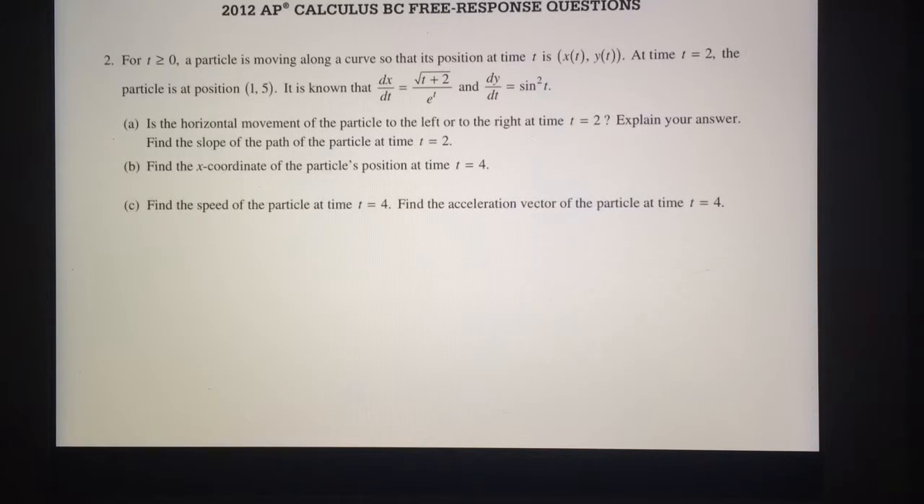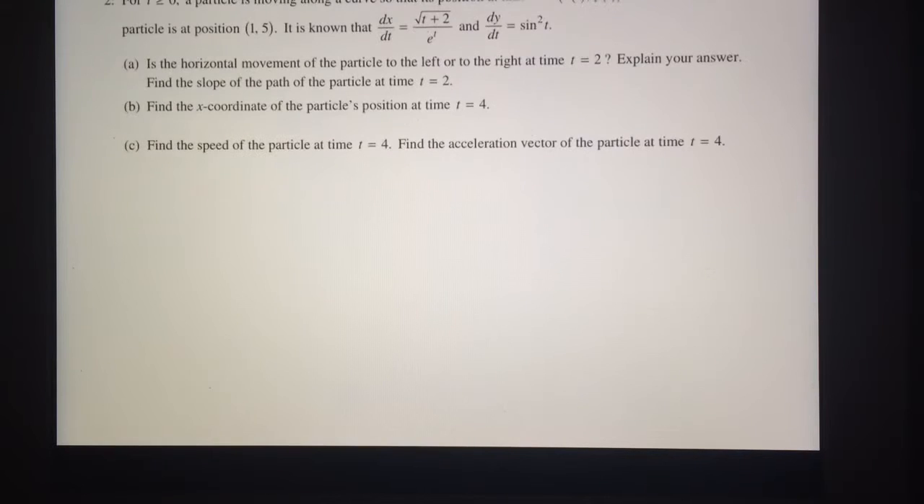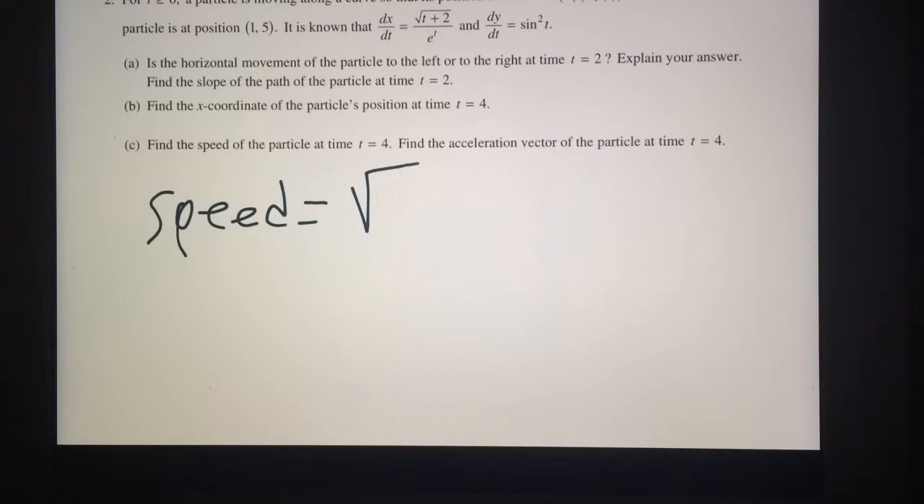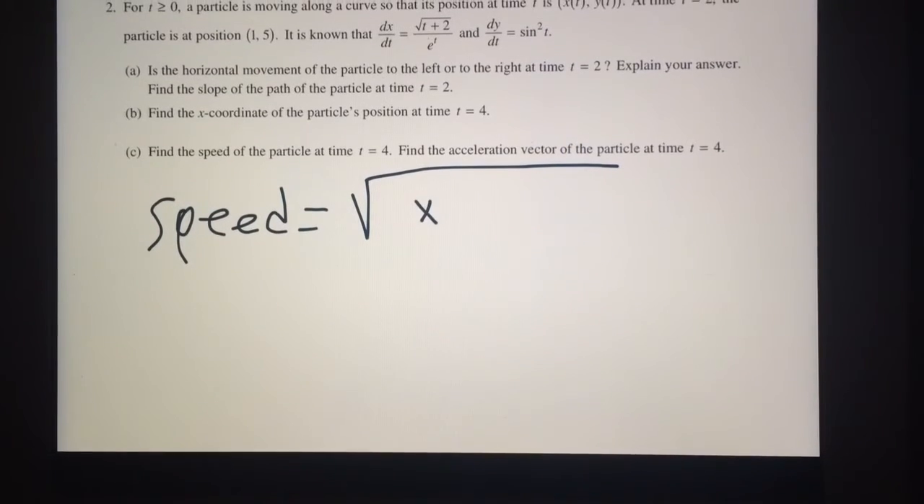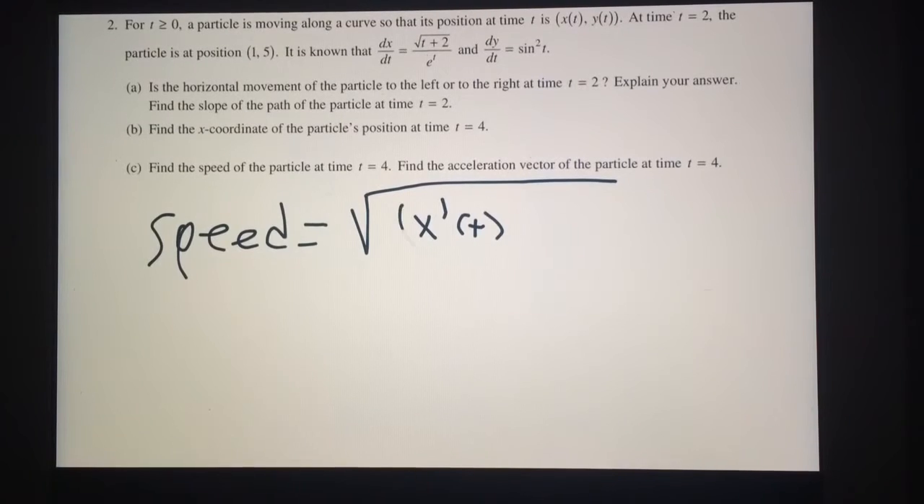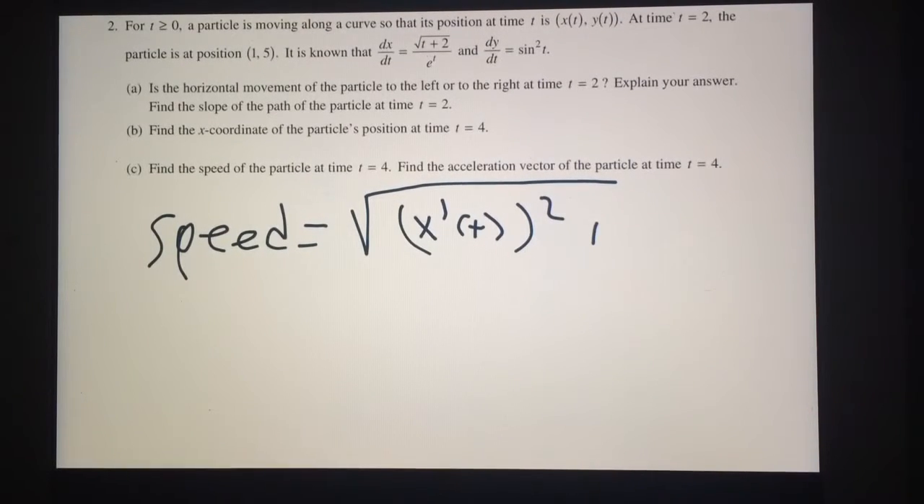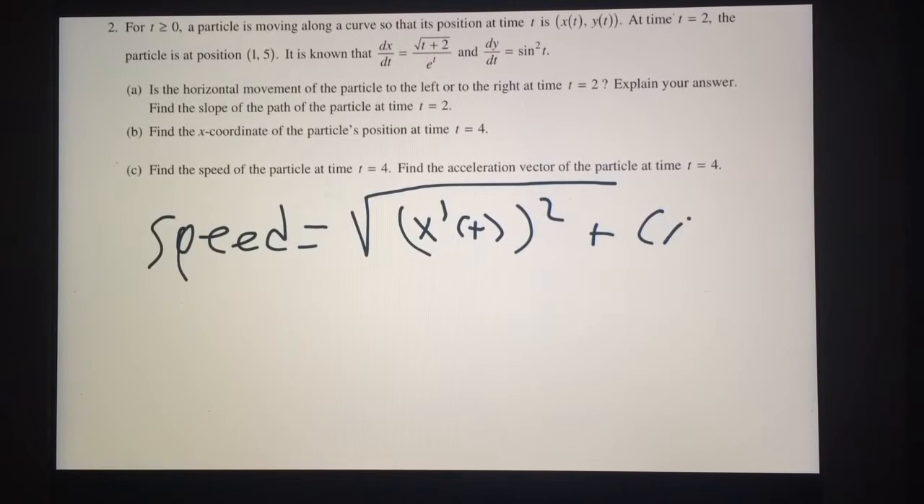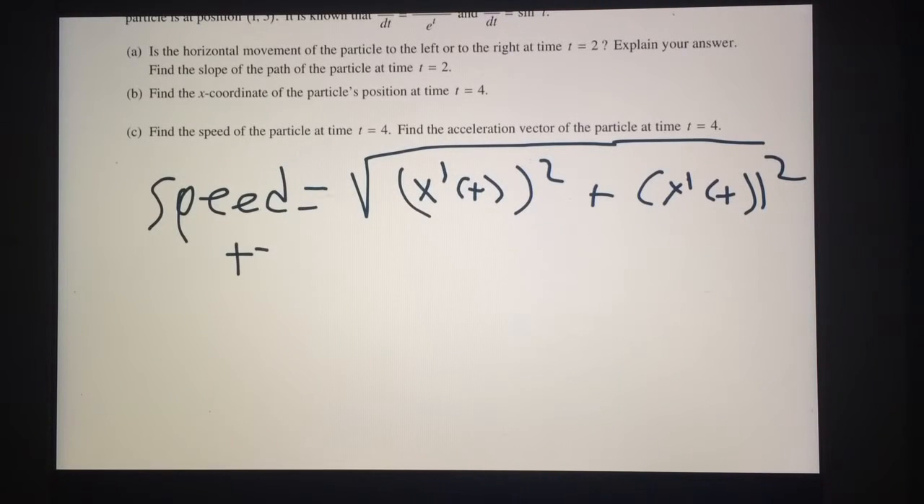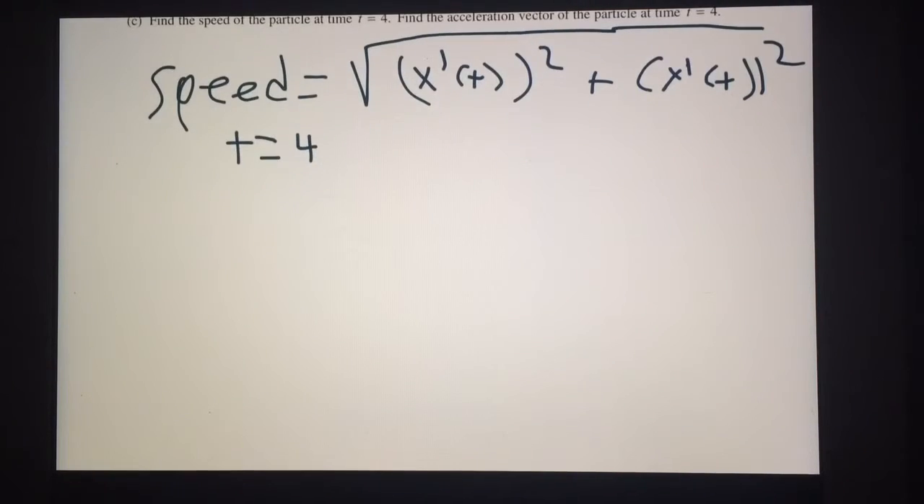Part C. Find the speed of the particle at t equals 4. Find the acceleration vector of the particle at t equals 4 as well. So speed, if you remember, is equal to the square root of the derivative of x squared plus the derivative of y squared. In this case, t equals 4. So you can just plug that in.